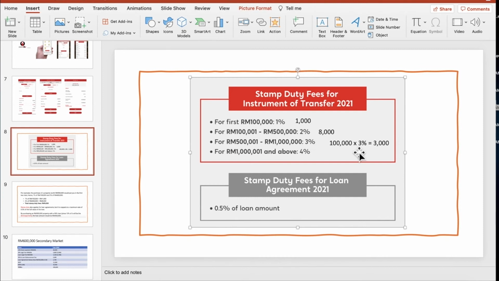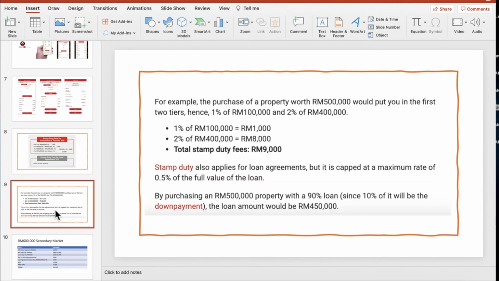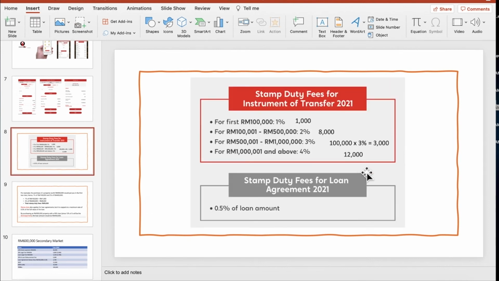Alright, so how much together in total? So 1,000 plus 8,000 is 9,000, plus the 3,000. So how much do you need to pay for 600,000? Add up is 12,000. Just now, 500,000 was 9,000 stamp duty. So a 500,000 property is 9,000. Do you understand this?